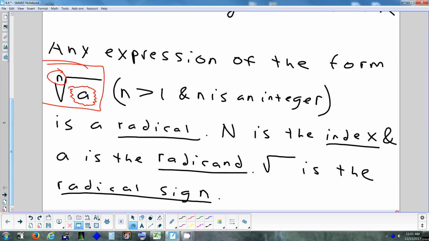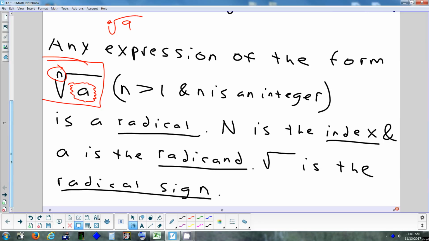Now, if there's no number in that, does anybody know what number we assume? 2. A lot of times you assume 1 in math when there's no number, but if you do something like this, you're assuming square root. So it's a 2. It wouldn't even really make sense to have that number as a 1. Anything 2 or higher, so it has to be greater than 1. Questions on any of those terms?